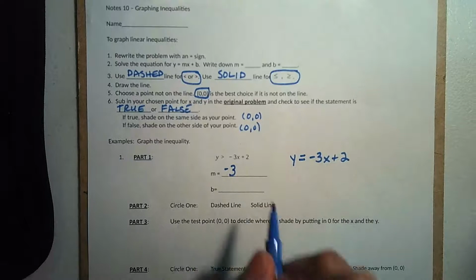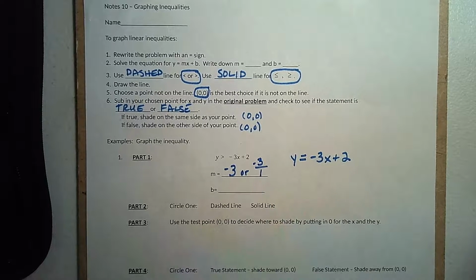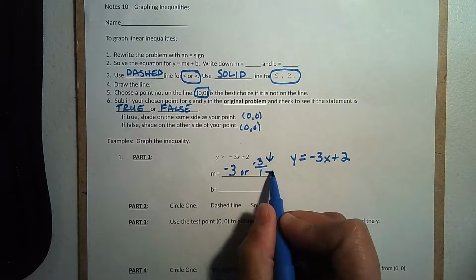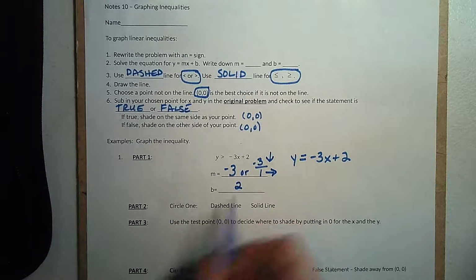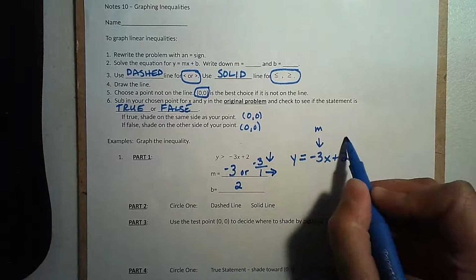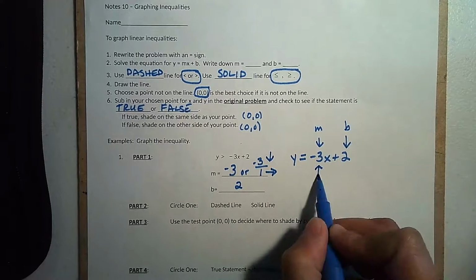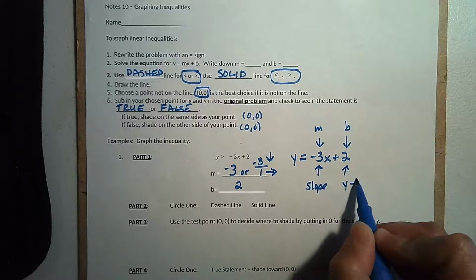So we're ready to write our m, which is -3. And because we are graphing, let's make it a fraction, which means that we'll go down 3 and to the right 1. And our y-intercept, or our b, is the 2. So this is where our slope comes from. This is where our y-intercept comes from. This is also called the slope, also called the y-intercept.